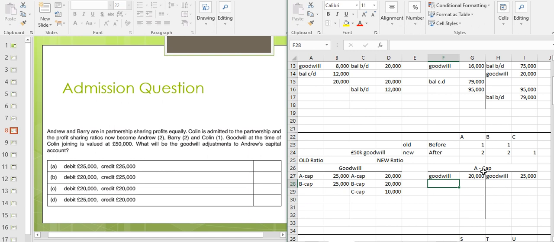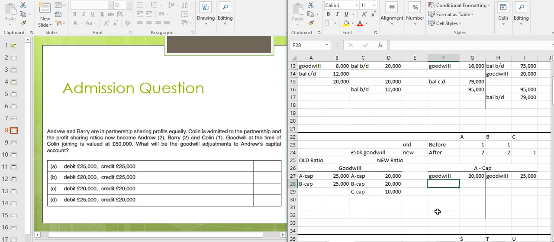So if you look at the capital account, I know we don't know what his opening balance is, but if you look at the account itself, has it increased more or decreased overall? Okay, so we have a 25 increase and a 20 decrease. Overall, there's a £5,000 increase to his capital. Why is that? It's because he is an existing partner, and the new partner, Colin, has paid him.